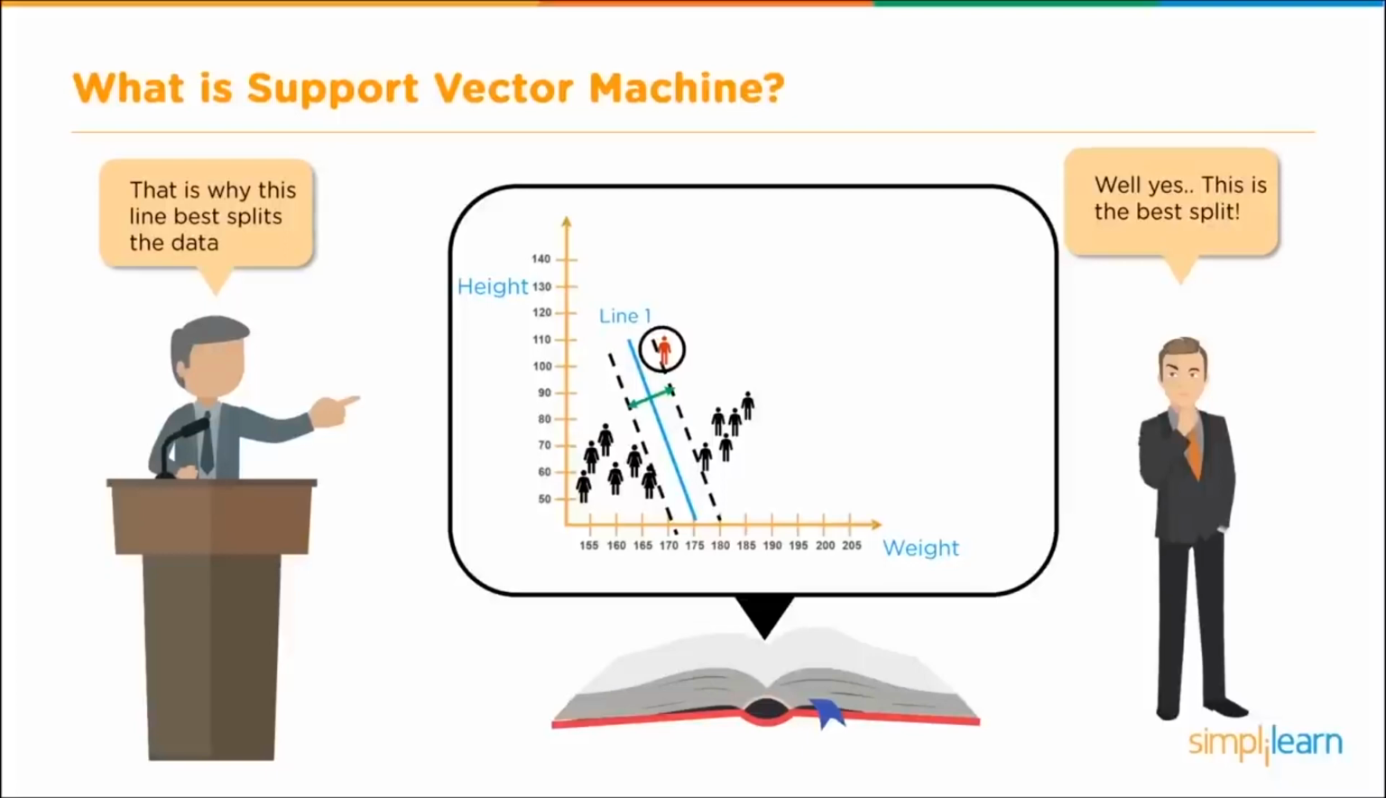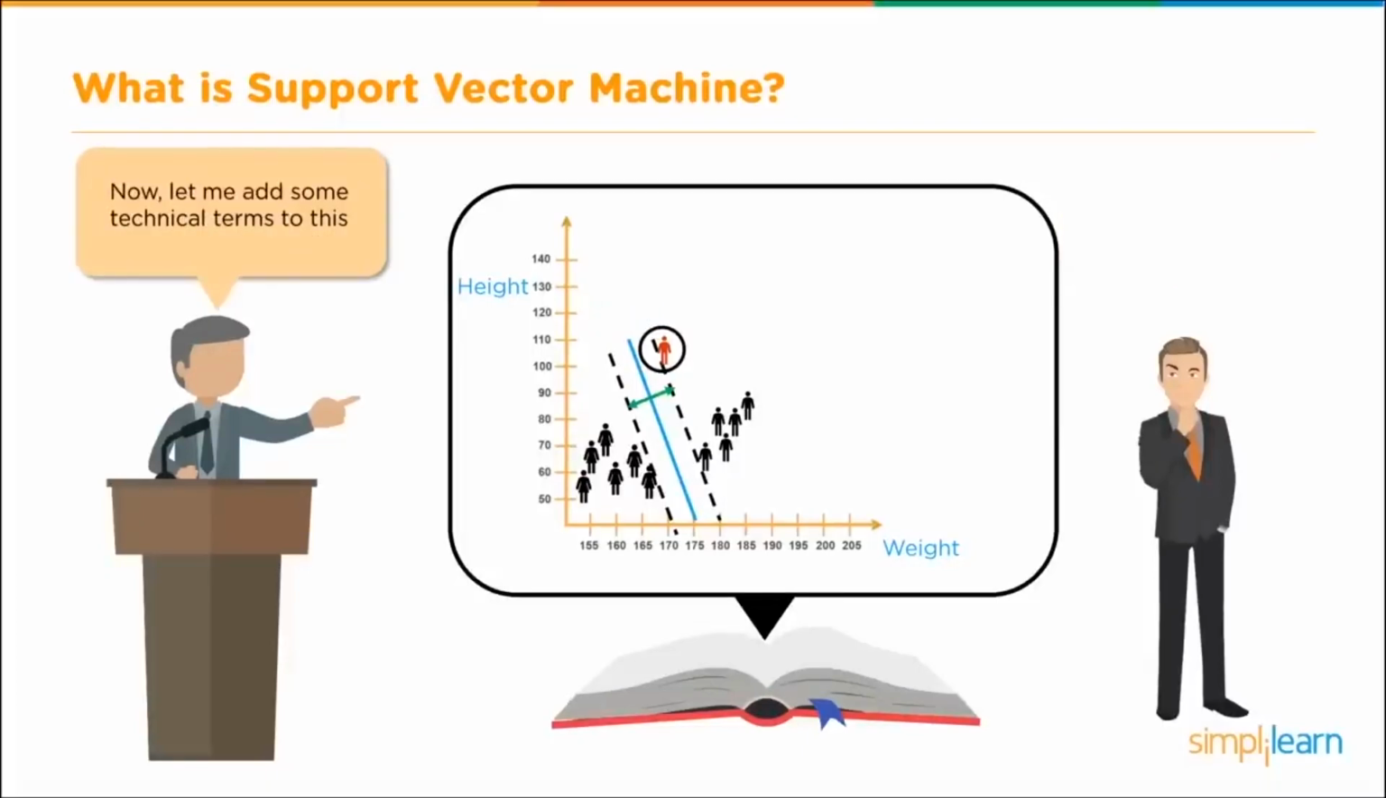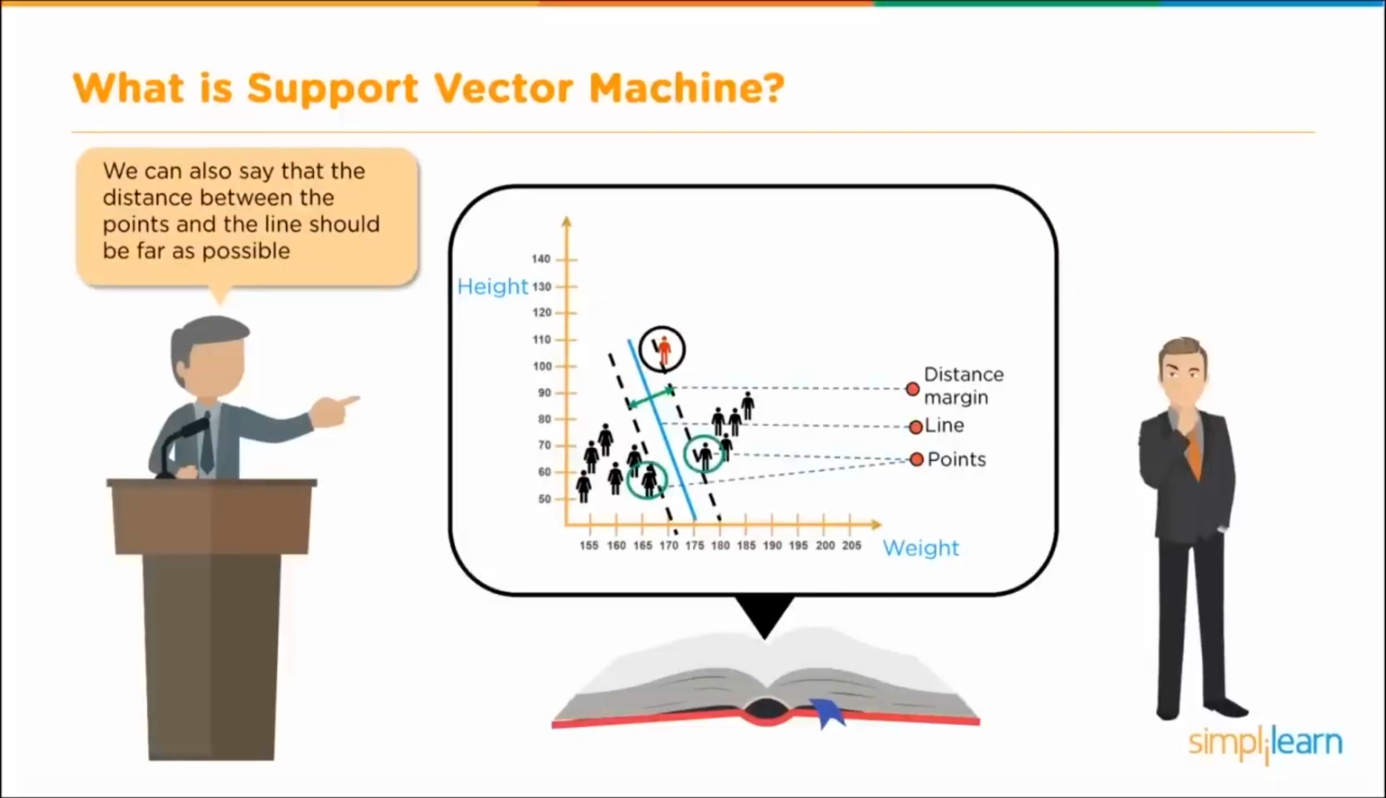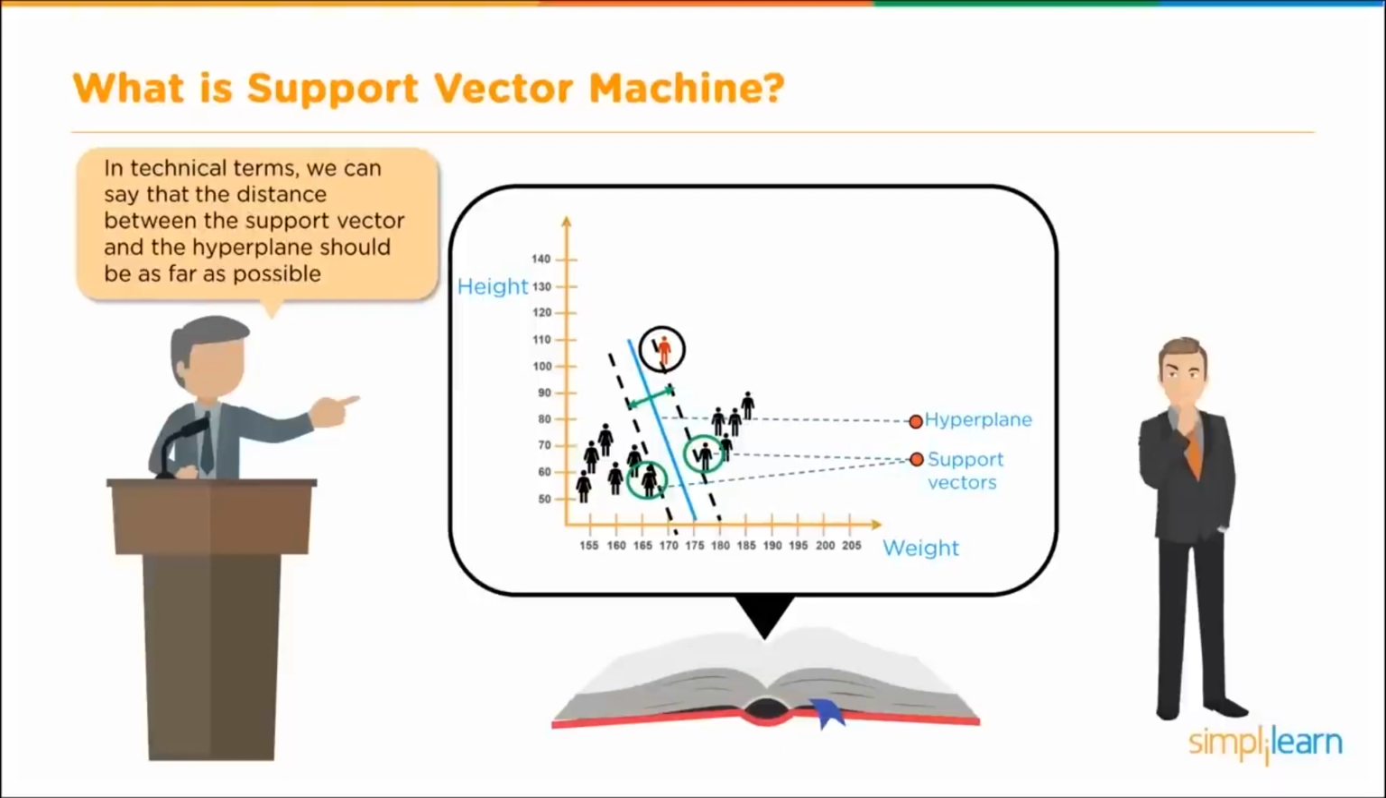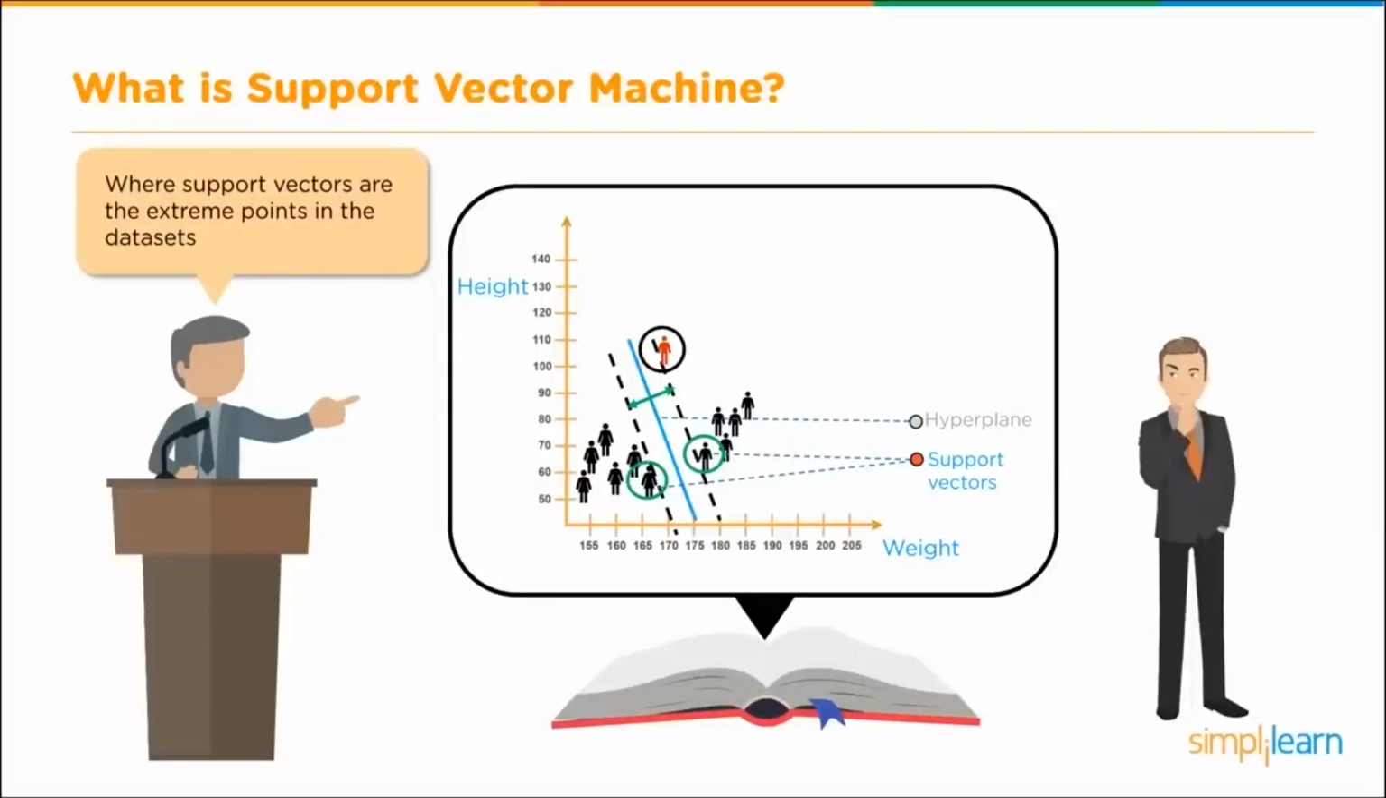And before we go further, we need to add some technical terms to this. We can also say that the distance between the points in the line should be as far as possible. In technical terms, we can say the distance between the support vector and the hyperplane should be as far as possible. And this is where the support vectors are the extreme points in the data set.